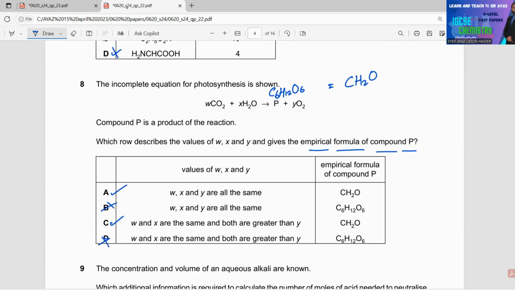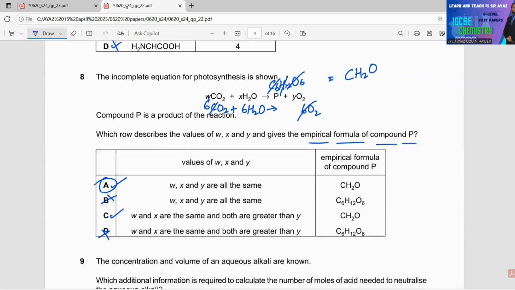Both B and D are incorrect. What about the values for W, X, and Y? So we have W as 6 CO2. What about X? It is also 6 H2O. And what about the oxygen? You'll be getting 6 moles of O2. If you count the number of each element on both sides of the equation, these are all balanced. Let's start with carbon. 6 atoms of carbon, it's balanced. Hydrogen, 12 on both sides, it's balanced. Oxygen, 12 plus 6, 18, and 6 plus 12, it's also balanced. So A must be the right answer in this case. W, X, and Y are all the same.